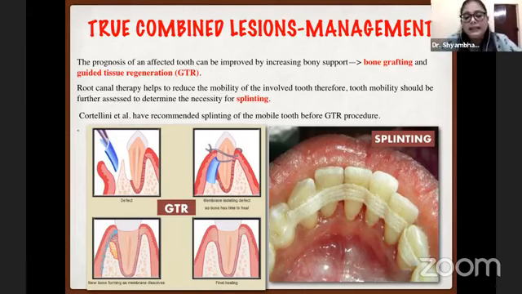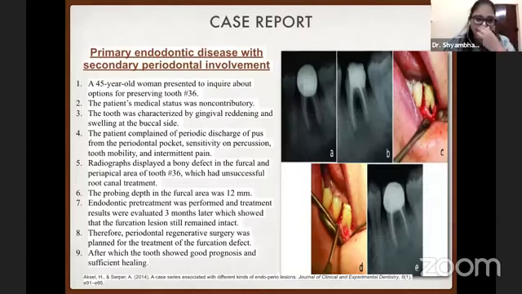Splinting can also be done when there is extreme mobility, so as to bring the teeth back into form and function and keep them stable so that further damage is prevented. And this is a small case report wherein a true combined lesion was seen. A 45-year-old woman presented to inquire about the prognosis and preservation of tooth number 36, as can be seen in image A.